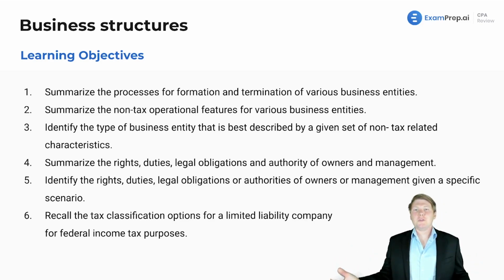And in those lessons, we'll talk about different criteria. Lots of important points to know for this. This is the foundation for the entire exam. It's going to be talking about all these entities and how they're taxed. We also want to summarize the rights, duties, legal obligations, and the authority of the owners and management of these different types of entities. We want to identify the rights, duties, legal obligations, and authorities of owners and management for given scenarios. And lastly, recall the tax classification options for an LLC for federal income tax purposes. Really what that means is LLCs can be taxed as a corporation or a partnership. We'll talk about why you would do one or the other, and we're going to discuss the implications of choosing that. Let's dive right into the material and see what we got for you.